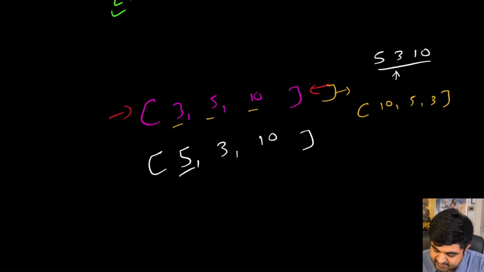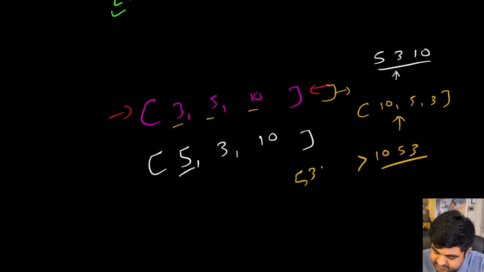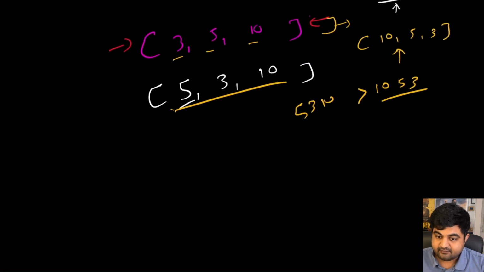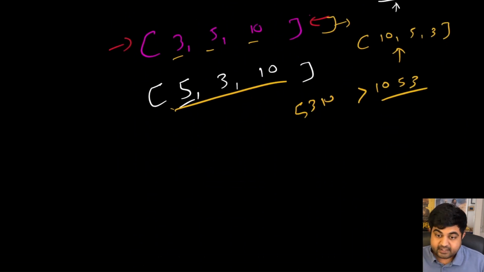But in this case, if we combine these letters in this sequence, we would get value 1053. So 1053 is clearly a smaller value compared to value 5310, which is what we need to return.